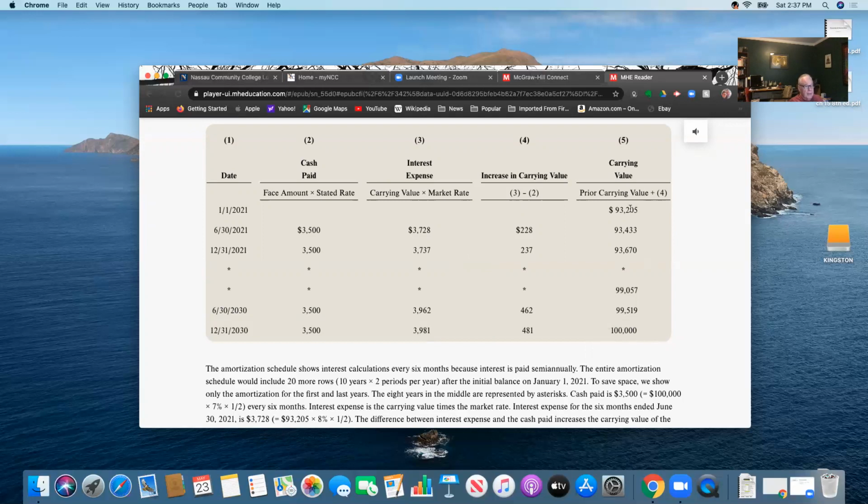So you took in 93,205 on January 1st, 2021. And on December 31st, 2030, you're paying back $100,000. That's almost $7,000 more, right? That $7,000 represents extra interest expense. And if you were to total up all the interest expense and compare it to the cash paid, the difference will be what that discount originally was, which was around $7,000.